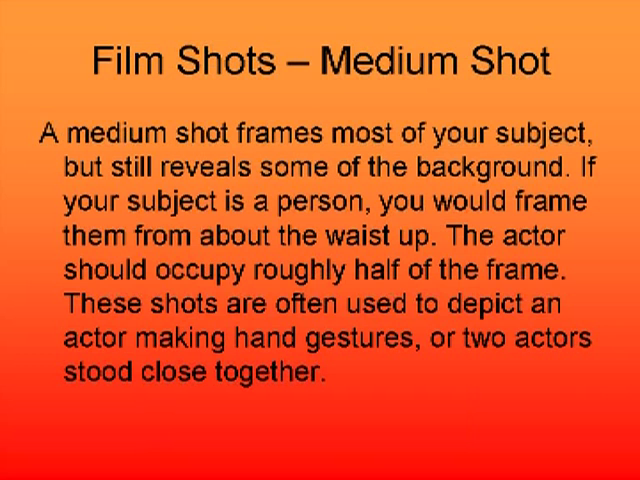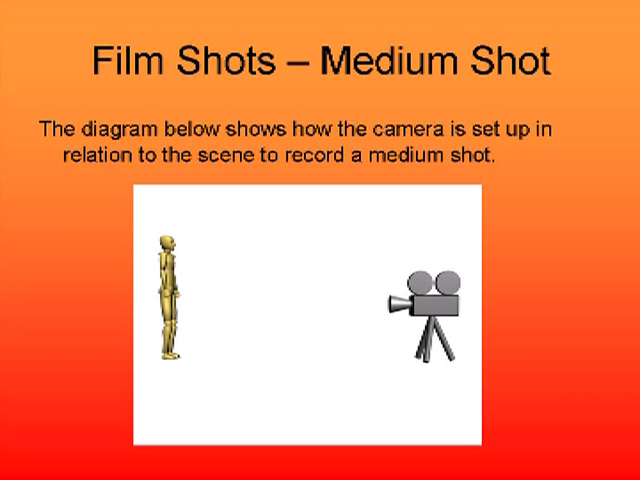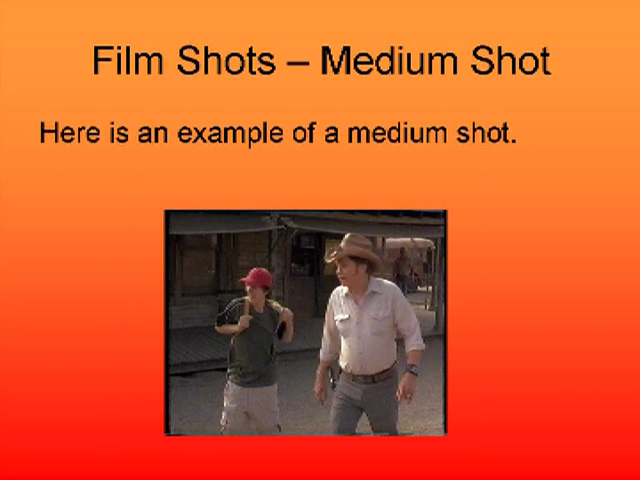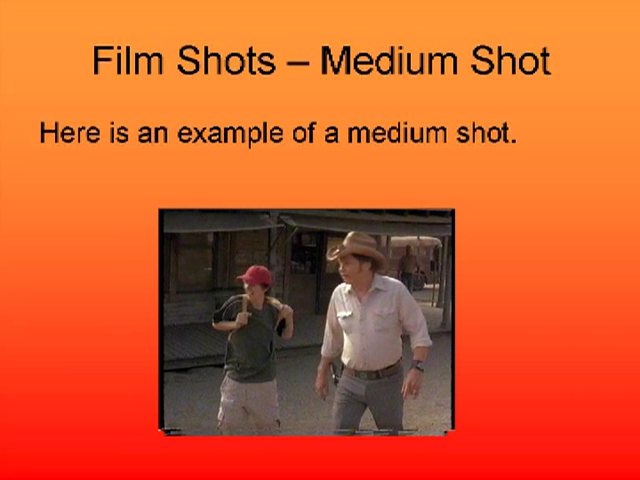Medium shot. A medium shot frames most of your subject, but still reveals some of the background. If your subject is a person, you would frame them from about the waist up. The actor should occupy roughly half of the frame. These shots are often used to depict an actor making hand gestures or two actors stood close together. The diagram below shows how the camera is set up in relation to the scene to record a medium shot. Here is an example of a medium shot.